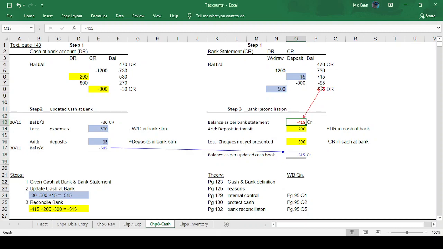Your bank shows a debit 415. Okay, what does it mean? If the bank is debit 415, it means your cash at bank, your bank statement, your recording of your account is minus 415. Okay, now you bring back your debit credit theory here. Why? Because a bank statement is a credit account.